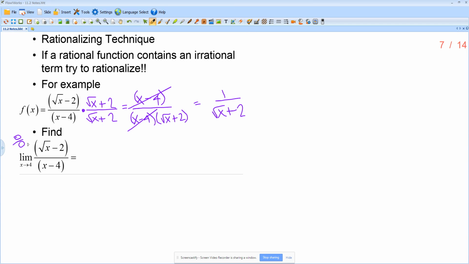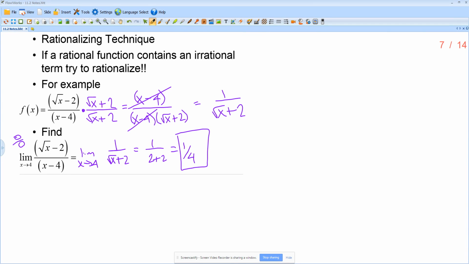So now where I had 0 over 0, if I want to find the limit as x goes to 4, I can take the limit of this rationalized function, the limit as x approaches 4 of 1 over square root x plus 2. And if I substitute that 4, I get 1 over 2 plus 2, which is 1/4. So now I know what that function is going towards as I get closer and closer and closer to 4, without looking at a graph, without looking at a table.